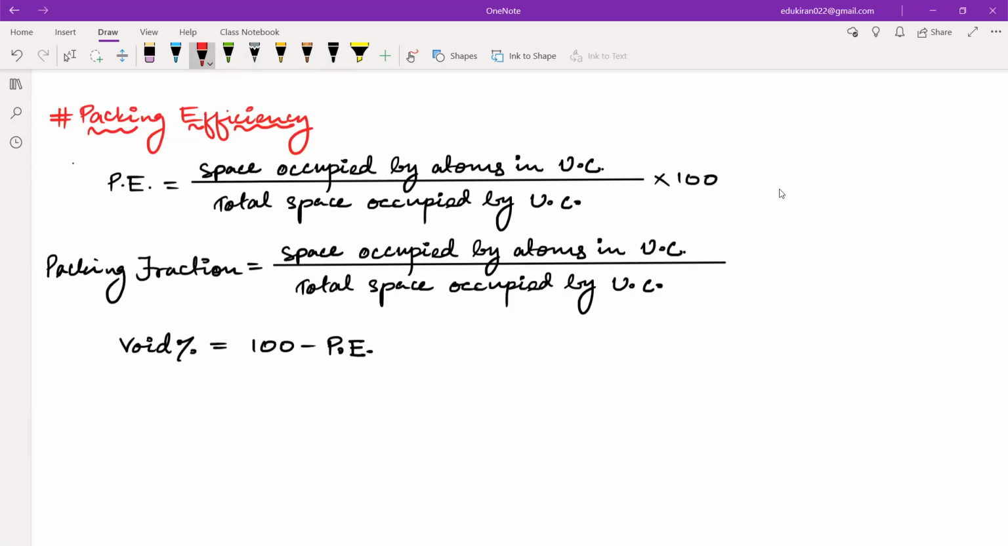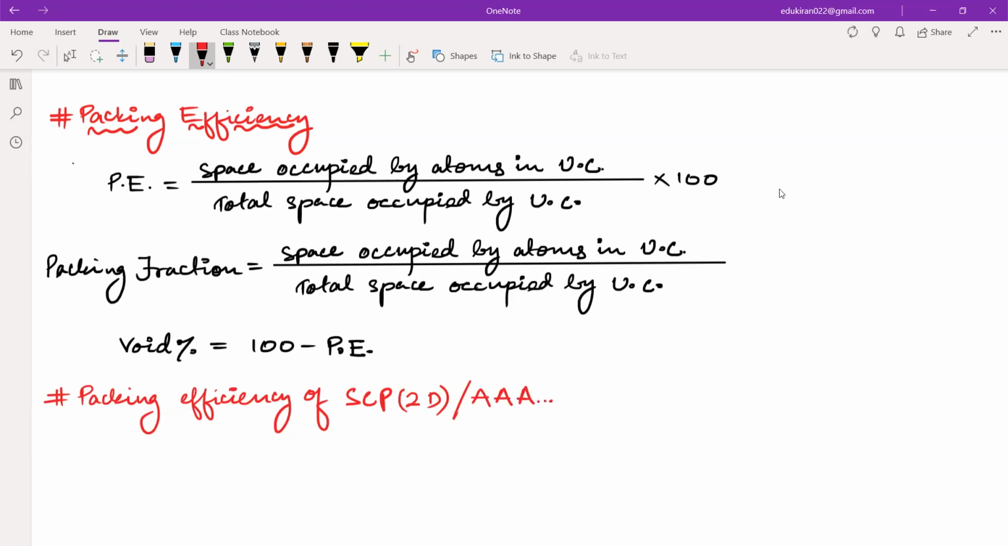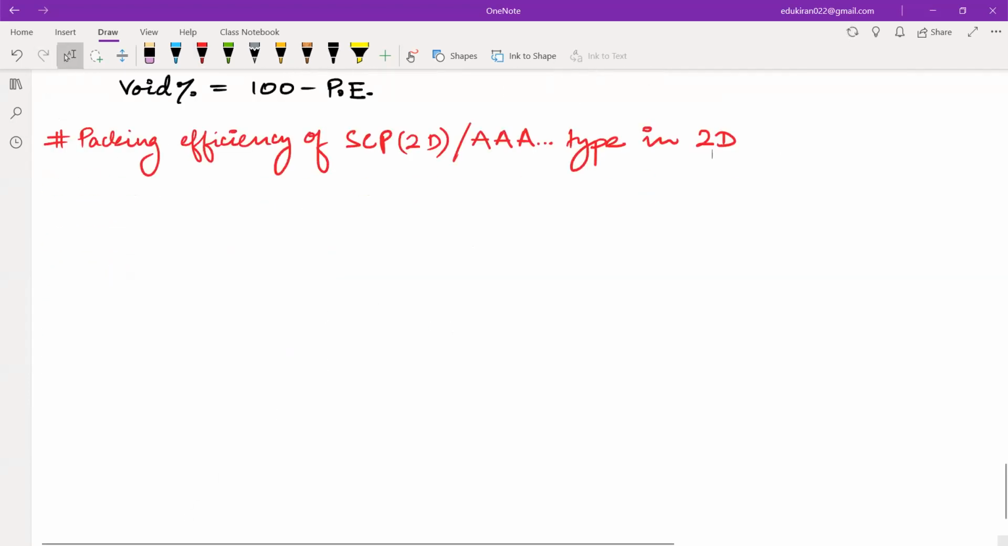Now write the heading. Packing efficiency of simple square close packing in 2D, or this is also known as AAA type in 2D. Just write the heading, don't write anything after this.